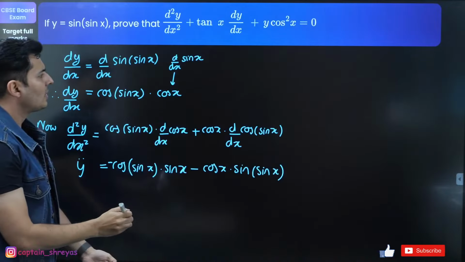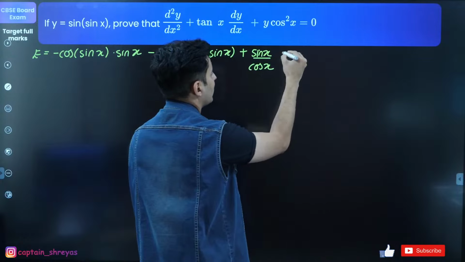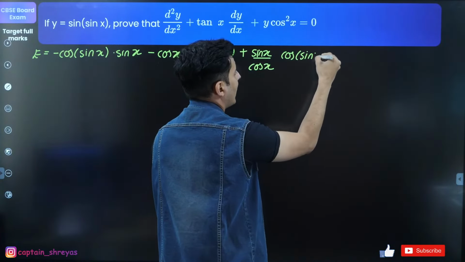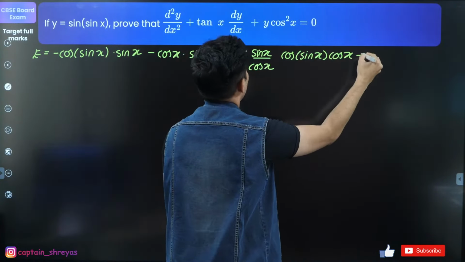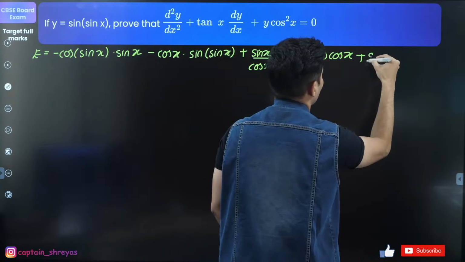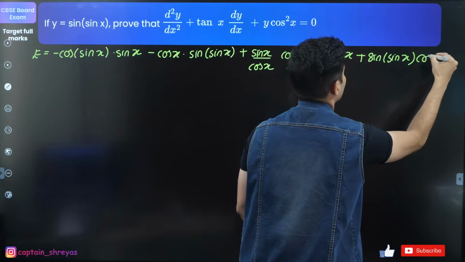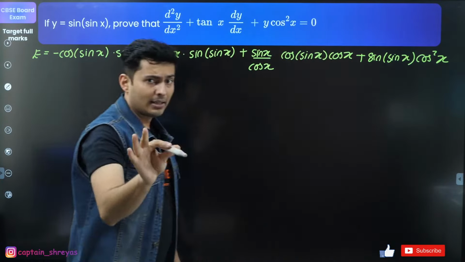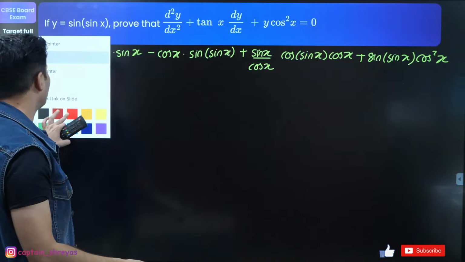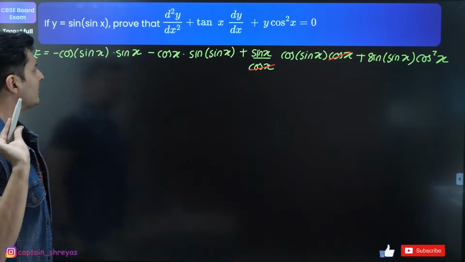dy by dx. What is dy by dx? Cos of sine of x into cos x. Cos of sine of x into cos of x plus y into, oh, what is y? y is sine of sine x. Sine of sine x into cos square x, right? This is what it is. Now let's see, some things might get cancelled out. I think cos x here and cos x here just got cancelled out.